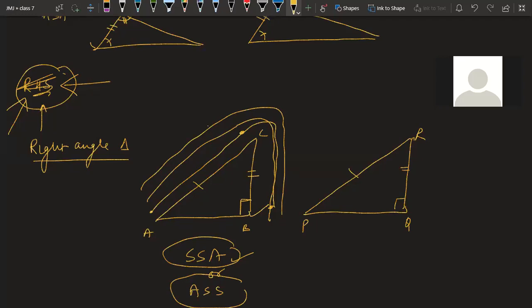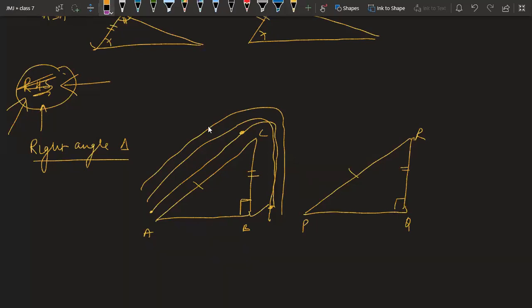Are SSA or ASS any criteria for congruency? No, they are not any criteria for congruency. So in that case, we can say these triangles are not congruent. But for our convenience, there is a special triangle which can use these three things. That special triangle is the right angle triangle. The special triangle which can go through this criteria is the right angle triangle.